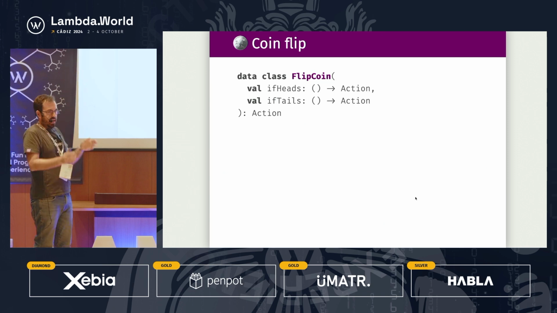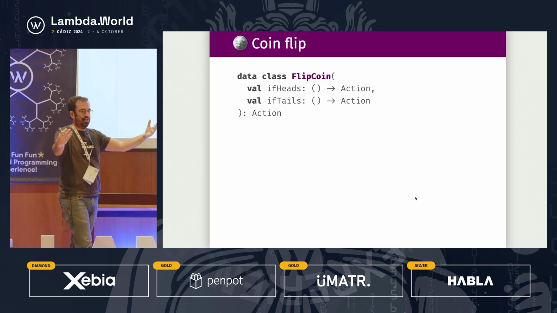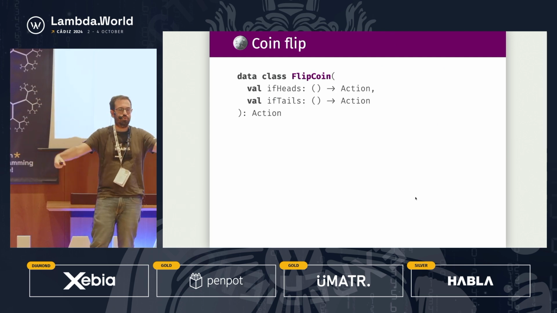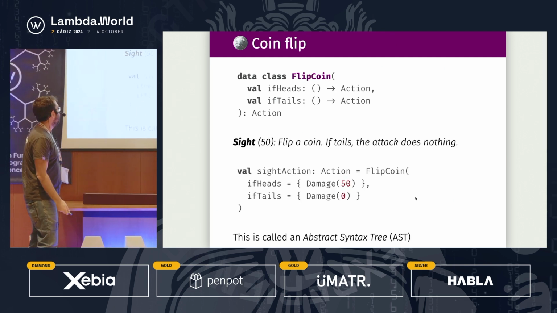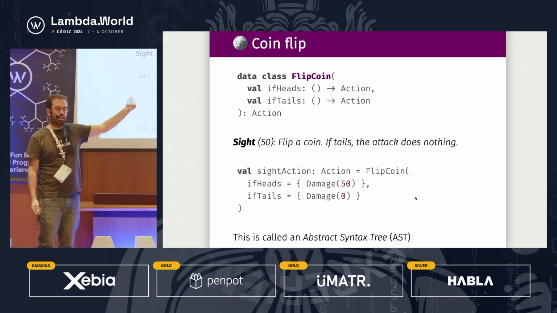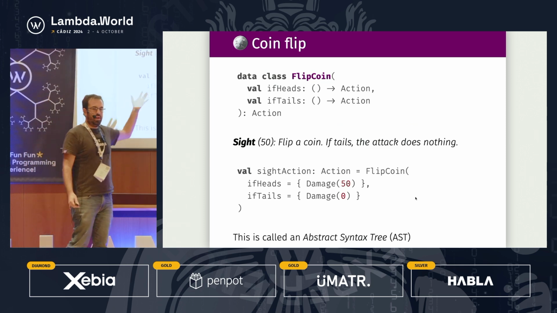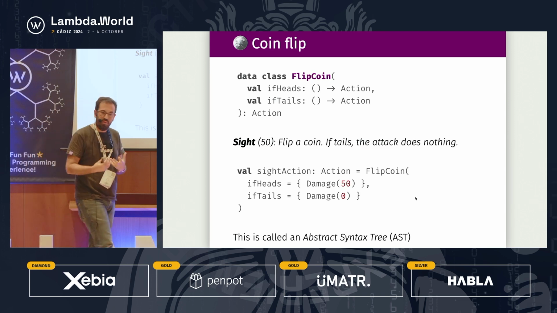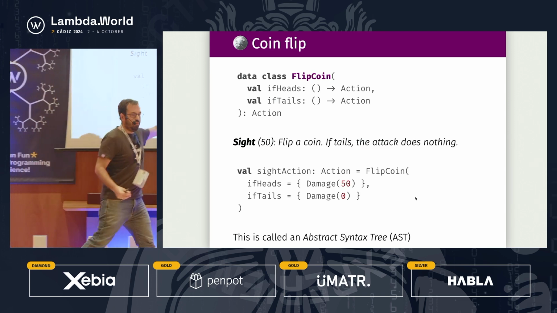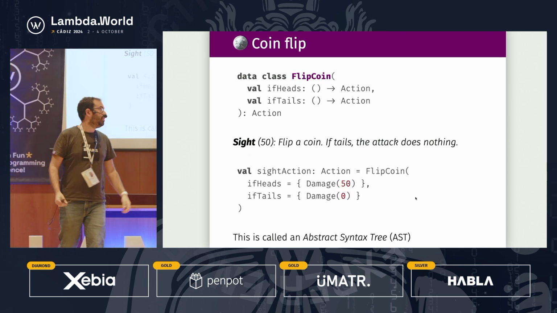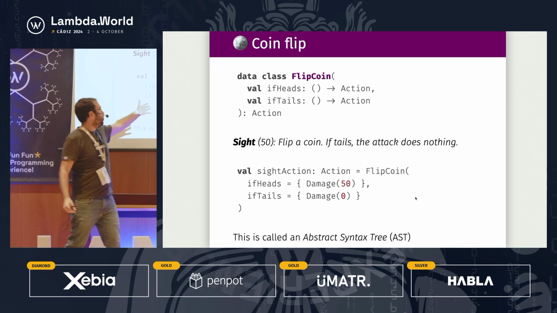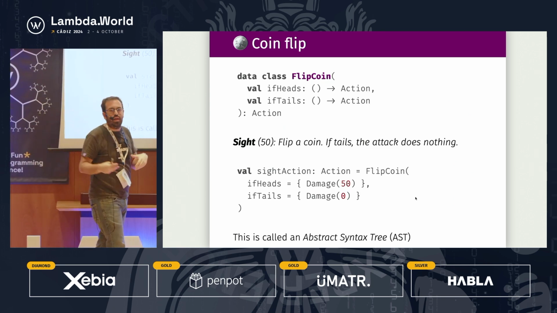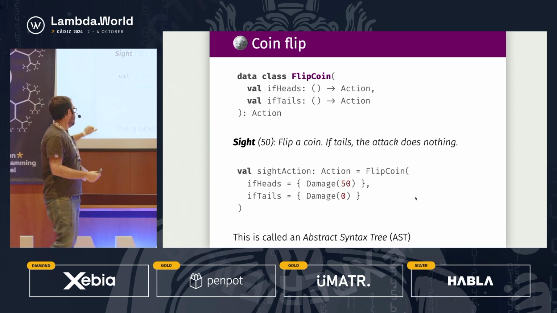But the idea here is, again, if you think of a flip coin action, what you need to say is what to do when you get heads, what to do when you get tails. Those are just other actions. So for example, if we have this attack which says flip a coin, if we get tails, the attack does nothing. We can model this as a flip coin action with two branches. If it gets heads, then we will do 50 damage. If it's tails, we can model do nothing as doing 0 damage. That's a way we can do this.